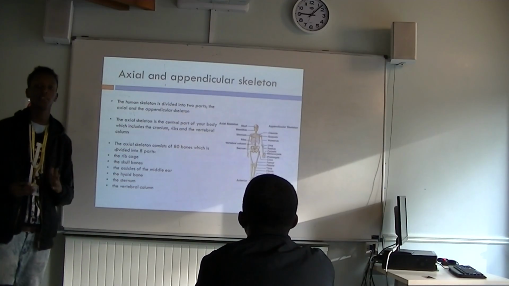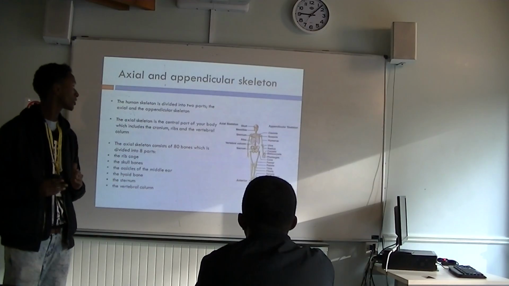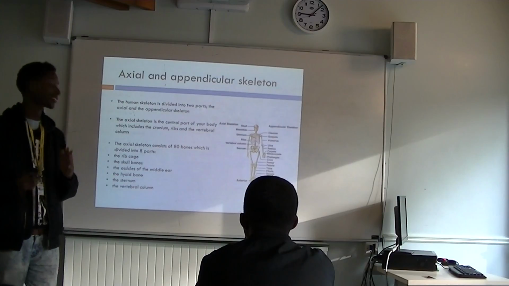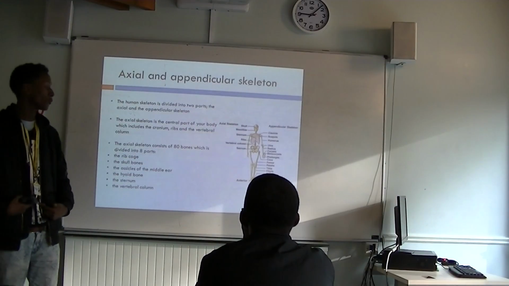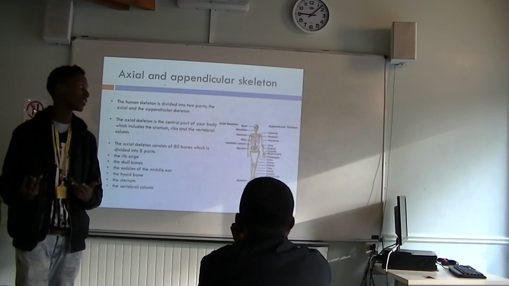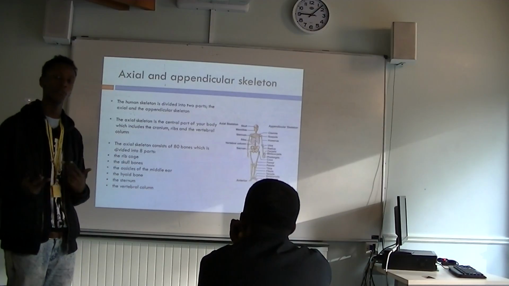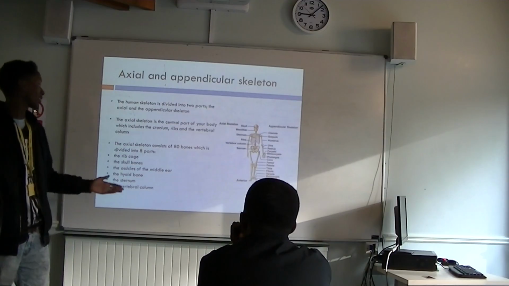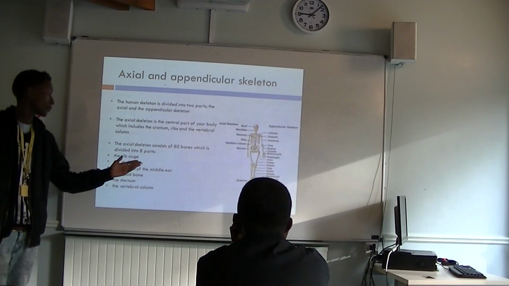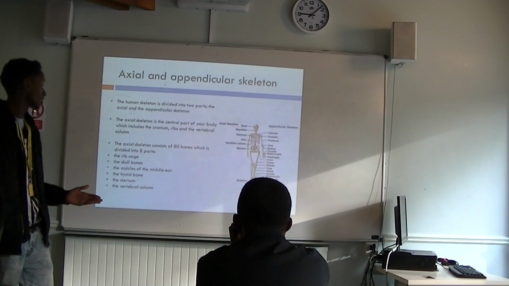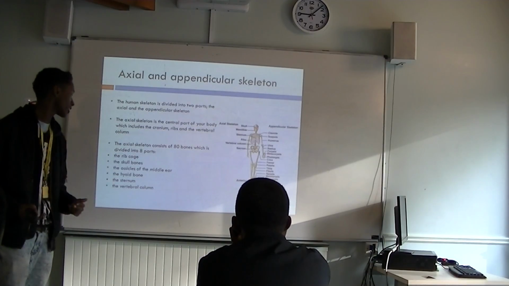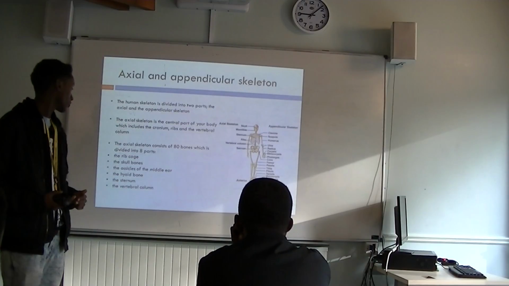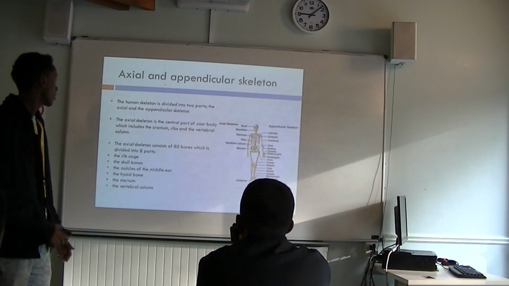The human skeleton is divided into two parts, the axial and the appendicular skeleton. The axial skeleton is the central part of your body, which includes the cranium, which protects your brain, and your ribs, which protect your vital organs, such as your heart and your lungs. The axial skeleton consists of 80 bones, which are divided into 8 parts. This includes the rib cage, the skull bones, the ossicles of the middle ear, the hyoid bone, the sternum, and the vertebral column.